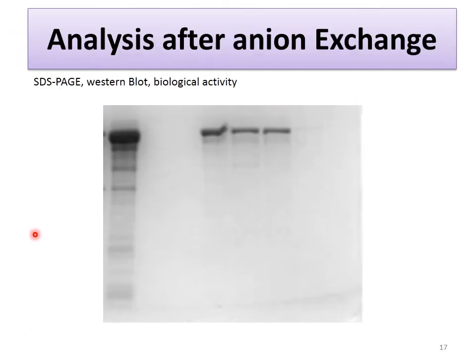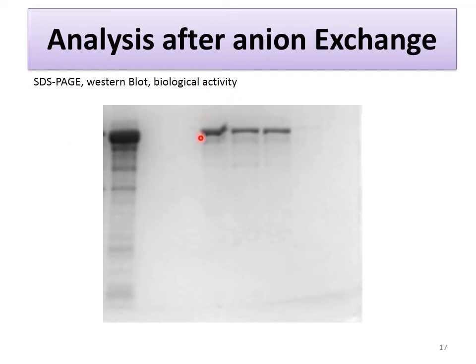This is an SDS page which shows the proteins which are eluted from the column. There could be several ways to analyze the proteins which are eluted from the column. One of the commonly used methods is electrophoresis of proteins, which is SDS page or sodium dodecyl sulfate polyacrylamide gel electrophoresis. It's a type of electrophoresis in which we denature the proteins and we run them on the gel.